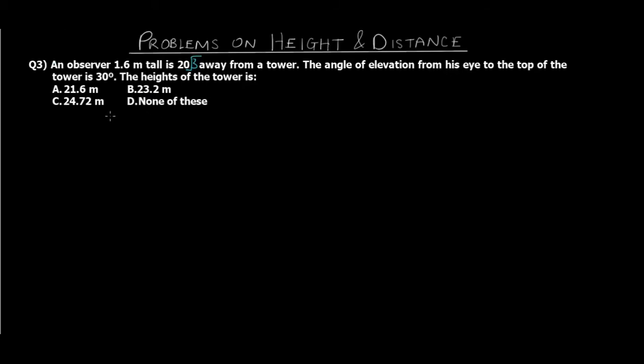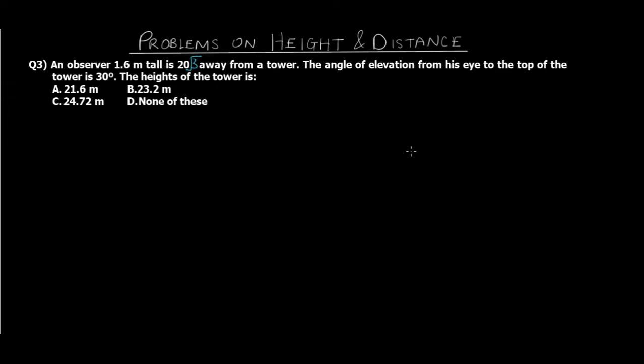Okay, so let me just read out the question number 3. An observer 1.6 meter tall is 20 root 3 meters away from a tower. The angle of elevation from his eye to the top of the tower is 30 degree. So the height of the tower is. So again, similar to question number 2, but with a slight variation. So let's try to visualize this.